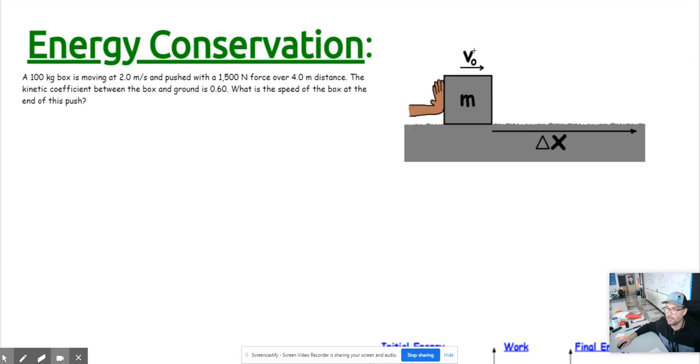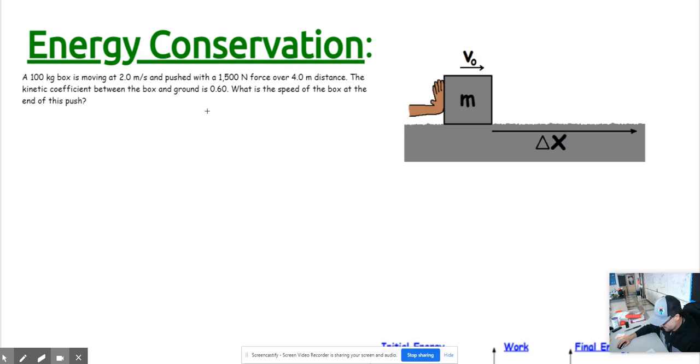We're going to check out another energy conservation scenario here, and let's go ahead and get started. So we have a little diagram here to help us understand what they're asking for. A 100 kilogram box is moving at 2 meters per second and is pushed with a 1500 Newton force over a 4-meter distance. The kinetic coefficient between the box and the ground is 0.60. What is the speed of the box at the end of this push?